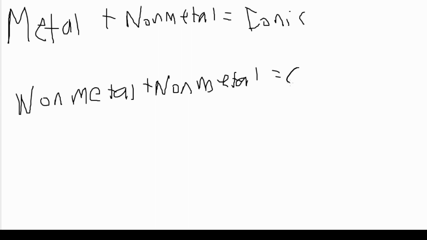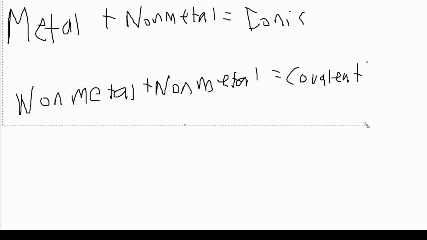So if you're ever given a bond on a test, on a worksheet, on whatever, and it's between a metal and a nonmetal, you're probably looking at an ionic bond. If it's between a nonmetal and a nonmetal, you're probably looking at a covalent bond. Metal plus metalloid, probably ionic. Nonmetal plus metalloid, probably covalent. That's just how that is. Another piece of knowledge you need to know because you don't always have the electronegativity difference, and so this is a helpful way of knowing.